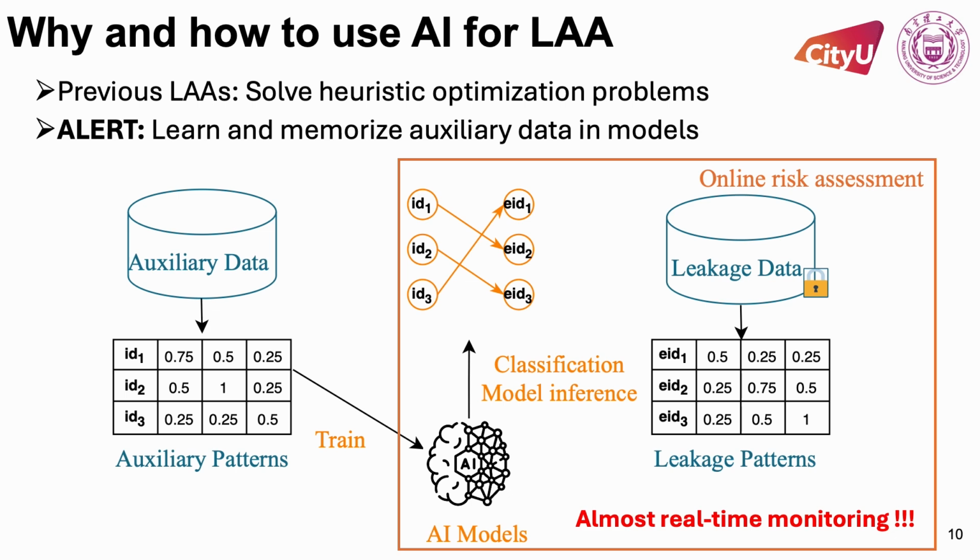The reason for choosing machine learning is that we can transform the time-costly risk assessment process into offline model training, therefore saving time-sensitive online risk assessment. Specifically, we train the machine learning model on auxiliary data to learn query patterns. In the online environment, it only needs to perform inference on the leakage patterns, which significantly reduces program runtime and achieves almost real-time monitoring.